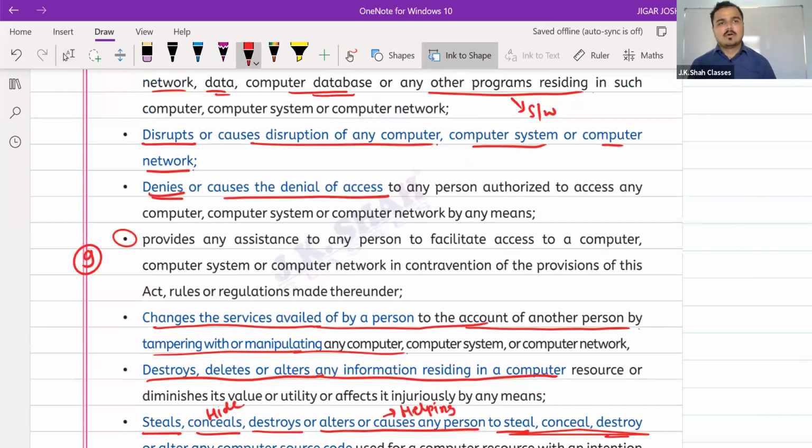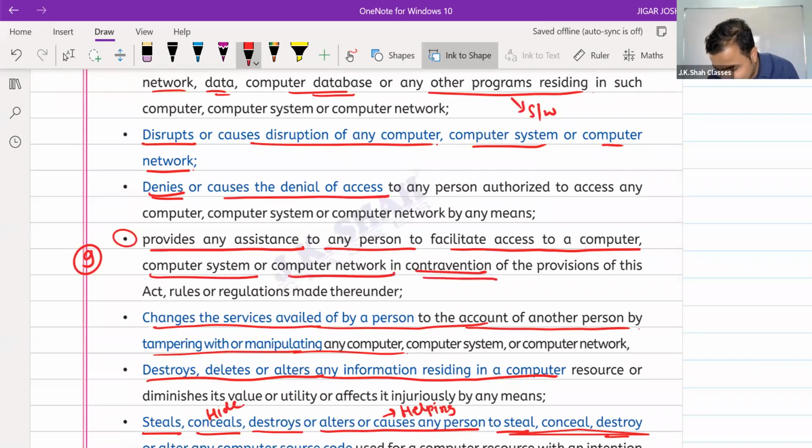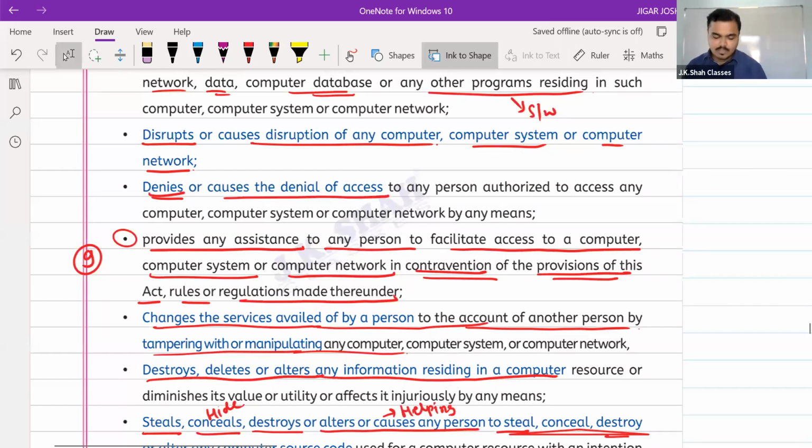this is subsection G. Section 43, subsection G, which clearly says that if I am providing any assistance to any person to facilitate access to a computer system or computer network in contravention of the provisions of this Act, rules, or regulations made thereunder, then that is also a punishable offense under Section 43. If my dear chartered students know the entire system very well, it's really good. They know how to manage the system and how to do hacking. But if you are helping someone to do fraudulent or criminal activities, so that you get some benefit for someone, then if that someone is punished because of illegal activities, you will also be punished in the same manner.